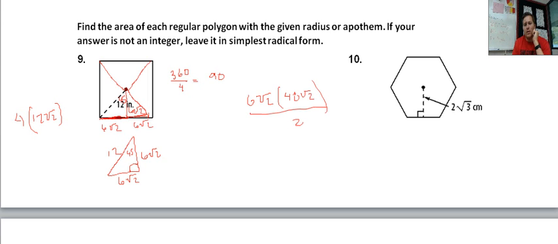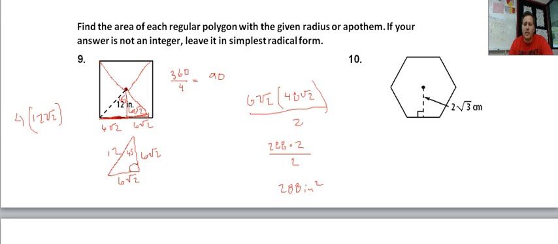So I do 6 times 48, which is going to give me 288. Rad 2 times rad 2 is rad 4, which just simplifies to 2. So 288 times 2 is going to give me 576. And then when I divide that by 2, I'm just going to get 288, and we're talking about inches, square inches.